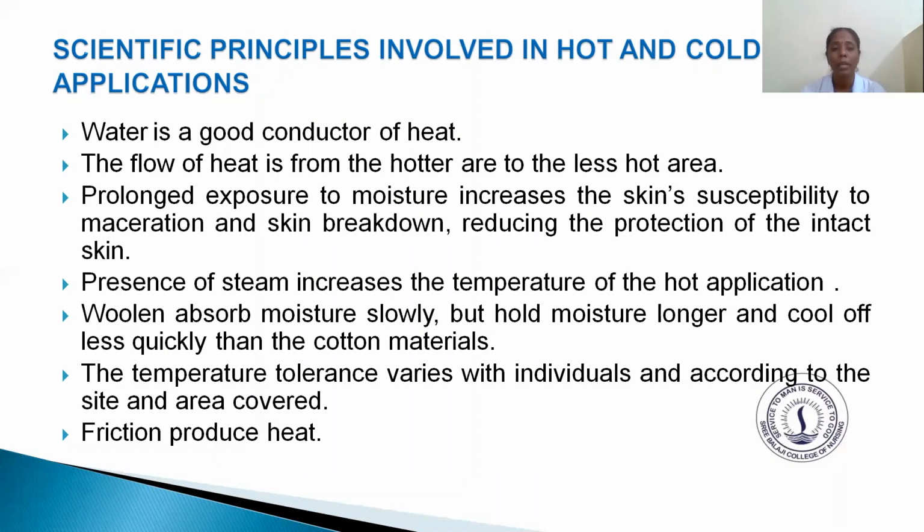Fifth point, woolen absorbs moisture slowly but holds moisture longer and cools off less quickly than cotton materials. Sixth principle, the temperature tolerance varies with individuals and according to the site and area covered. First and last, friction produces heat.